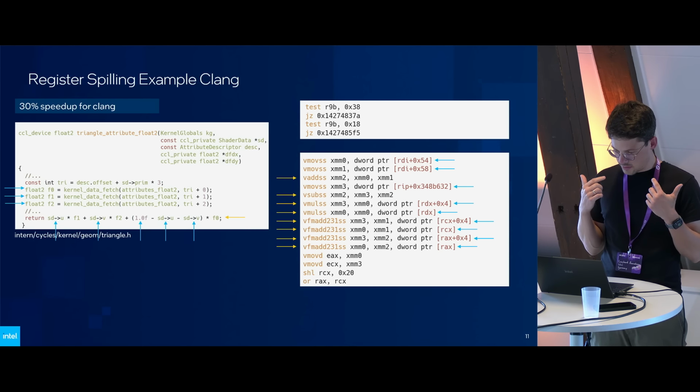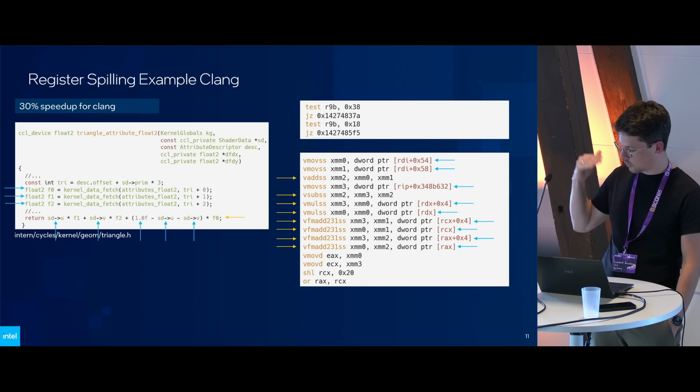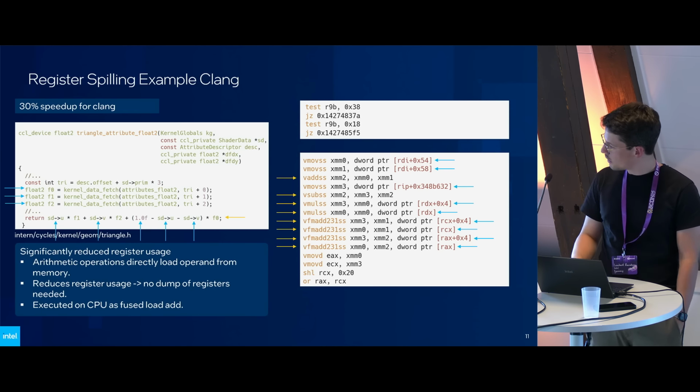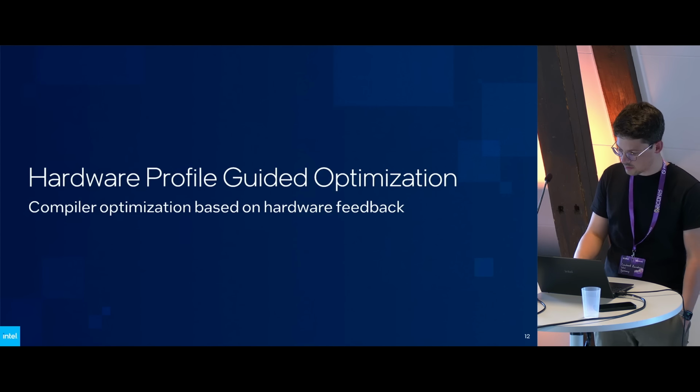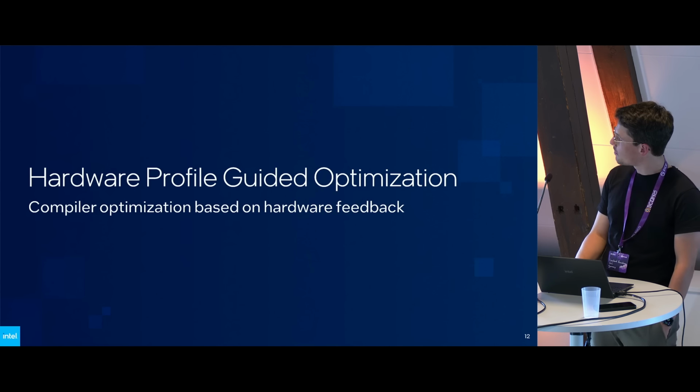So for the second part of this talk, I will go a step further and introduce a novel compiler technique, which is called hardware profile guided optimization. Hardware profile-guided optimization is a technique based on feedback from the hardware.